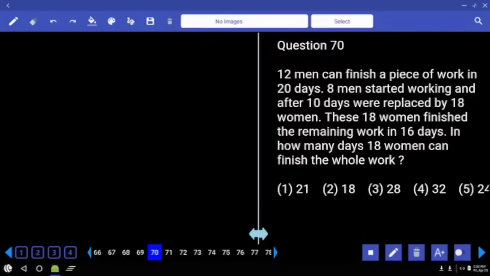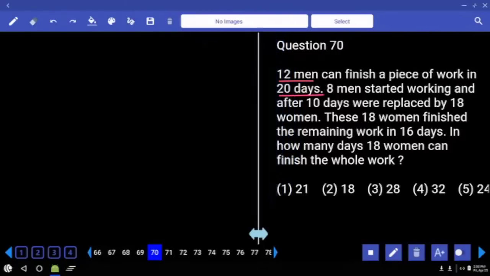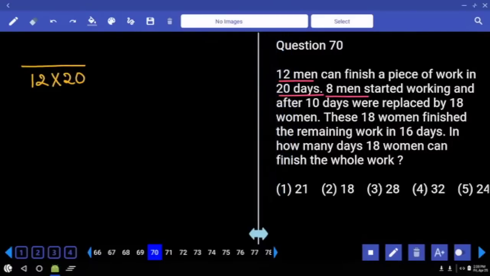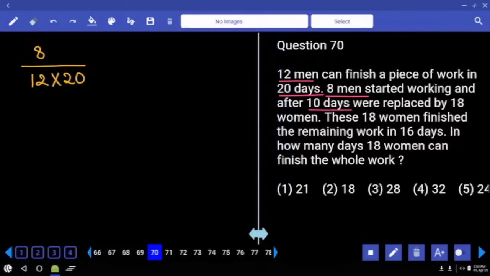Let me write work done by men. 12 men can complete the work in 20 days. So 1 man can do it in 12 into 20 days. 1 day work of 1 man is 1 by 12 into 20. 8 men started. 1 day work of 8 men is 8 by 12 into 20. That is 1 day work. But like that they worked for 10 days. 8 men 10 days work is equal to 8 into 10 by 12 into 20. This is work done by men.